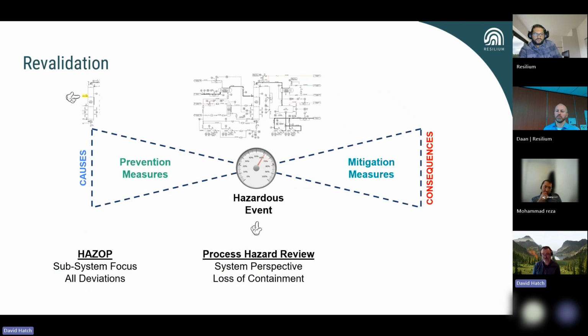And having the bow tie representation of your potential hazards gives you much more flexibility, gives you much more power to carry out that revalidation. So historically what we've had is a HAZOP, which is very node or subsystem focused. So here we're looking at a particular node, which is the inlet to a distillation column. And for that inlet, you go through possibly 20 deviations to deep dive into what can go wrong. Whereas if you look at the unit operation, the distillation system, from a system perspective and focus on the loss of containment, you've got a much more efficient, effective way of revalidating your hazard analyses.